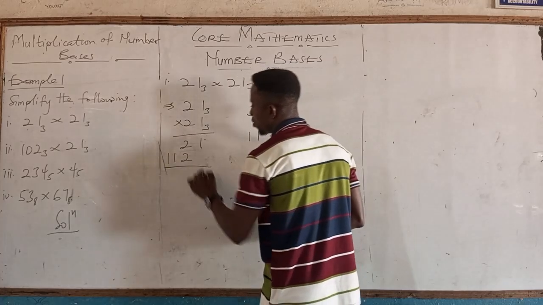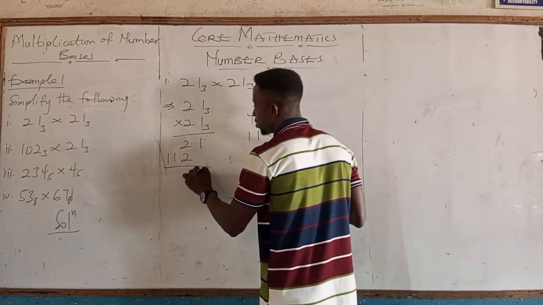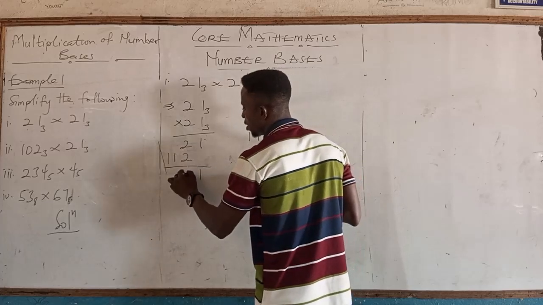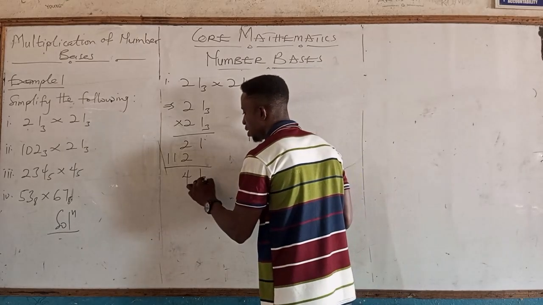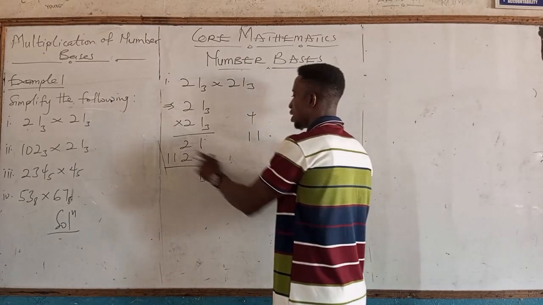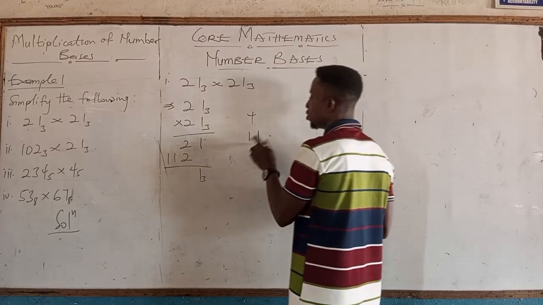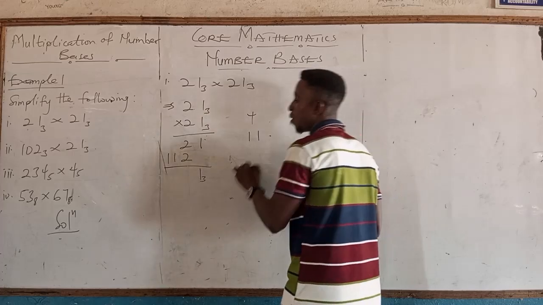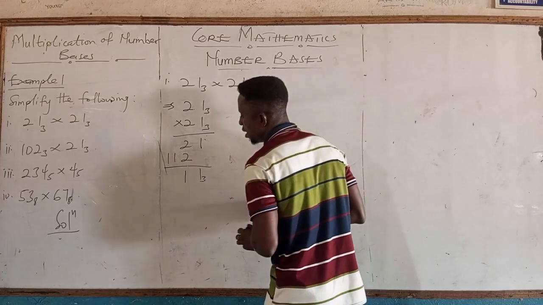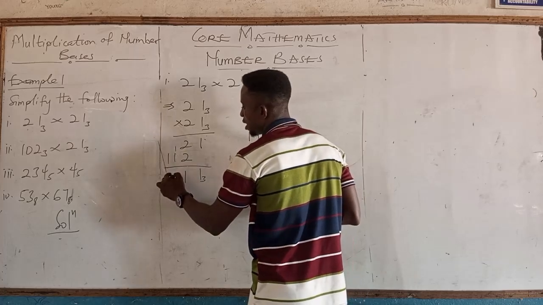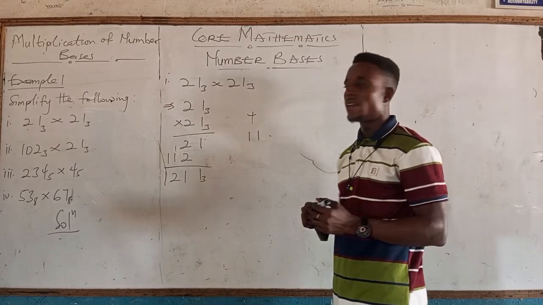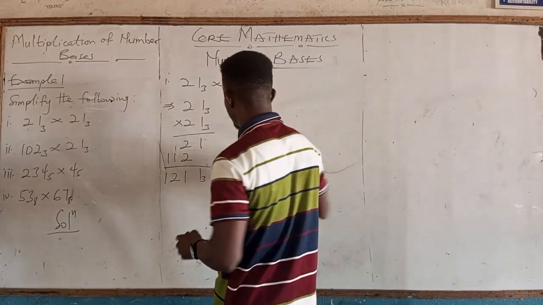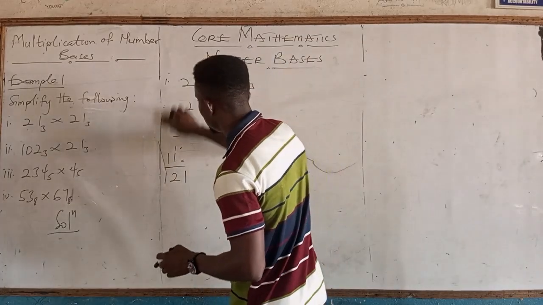Now I sum everything up, and this one will get me 1. This one will get me 4, and we don't have 4 in base 3. So what do we do? Getting 4, we convert, and converting is the same as this one: 1, 1. So I'll write 1 here, then I'll carry the 1 forward, and here I'll have 2, then 1.